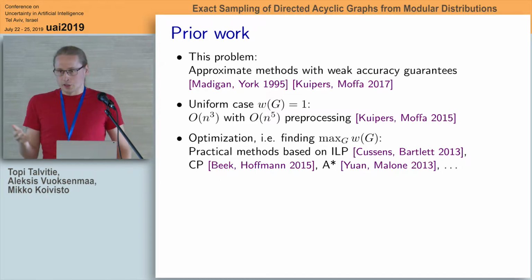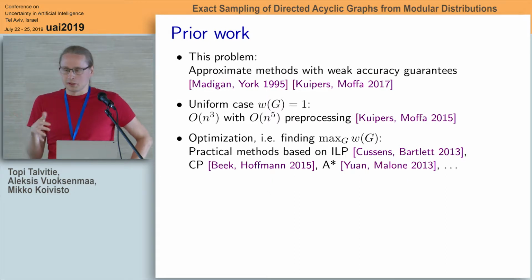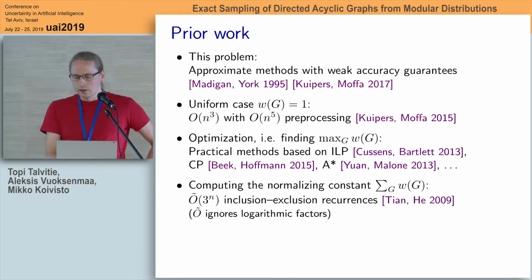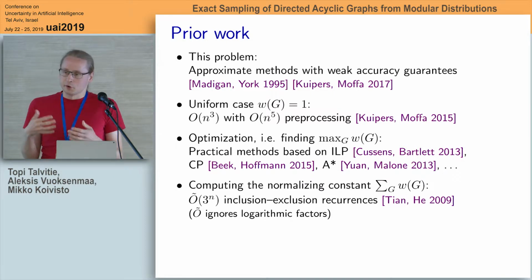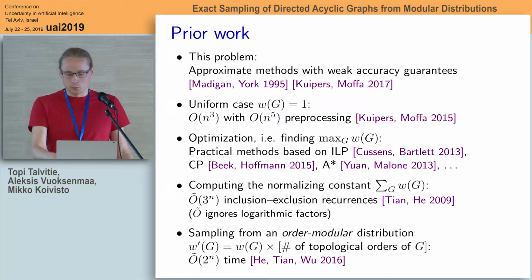There are also related problems such as optimizing the weight. It's widely used in Bayesian network learning, and there are many practical approaches. But of course, the mode of the distribution doesn't tell us everything about the distribution, so that's why we want to do sampling. Another related problem is computing the normalizing constant. We're able to do this in roughly 3 to the n time. People have also tried to bias this distribution in a way that makes it easier to handle computationally.